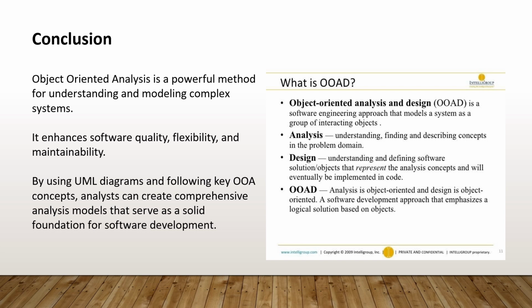What is object-oriented analysis and design? Object-oriented analysis and design is a software engineering approach that models a system as a group of interacting objects. Analysis: understanding, finding, and describing concepts in the problem domain. Design: understanding and defining software solution objects that represent the analysis concepts and will eventually be implemented in code. Analysis is object-oriented and design is object-oriented, a software development approach that emphasizes a logical solution based on objects.